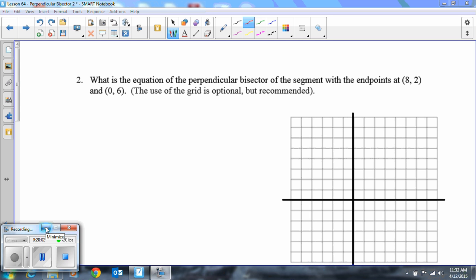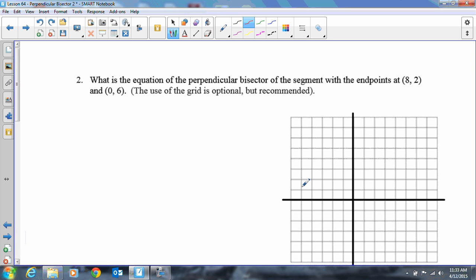Okay, I'm going to try to go through this next one a little bit faster. Here we have two endpoints. We're going to graph them. So we're going to graph 8, 2, and 0, 6. Connect them with a ruler or straight edge. And we're going to write the equation of the perpendicular bisector.